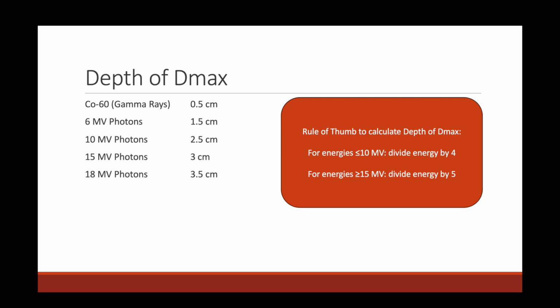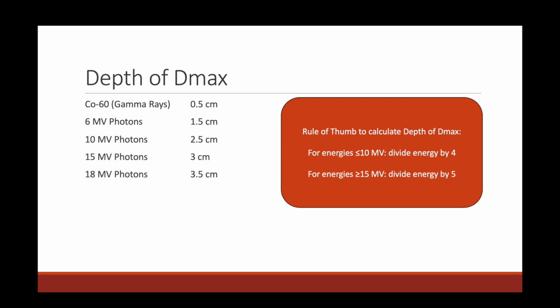So for energies 10 MV or less, we divide the energy by 4 to determine depth of Dmax. For energies 15 MV or greater, we divide the energy by 5 to determine depth of Dmax. And that's just a really quick rule of thumb that gives us an approximate number.